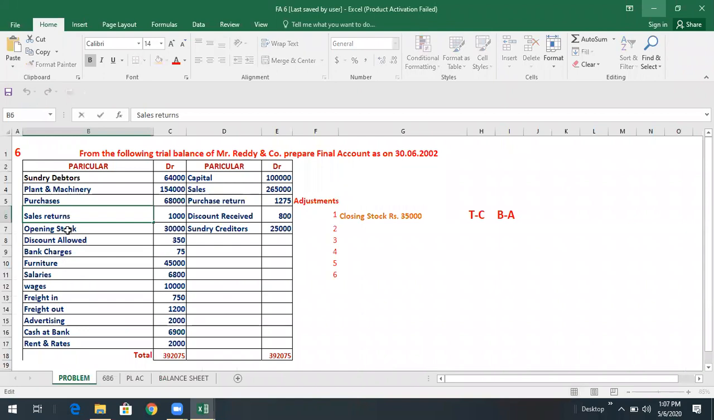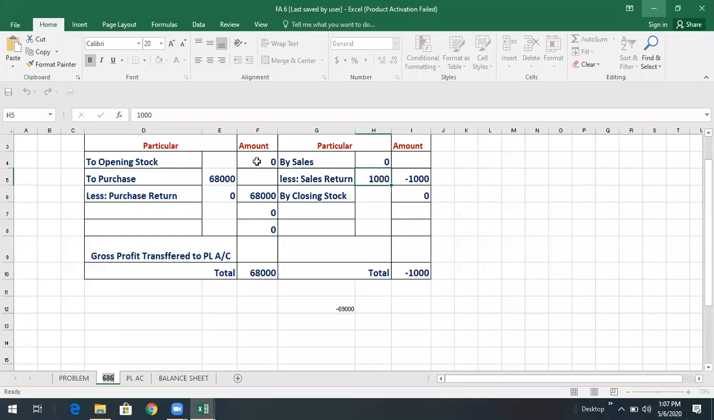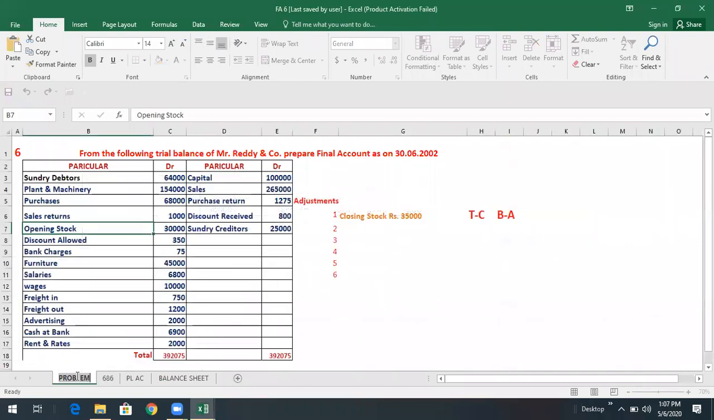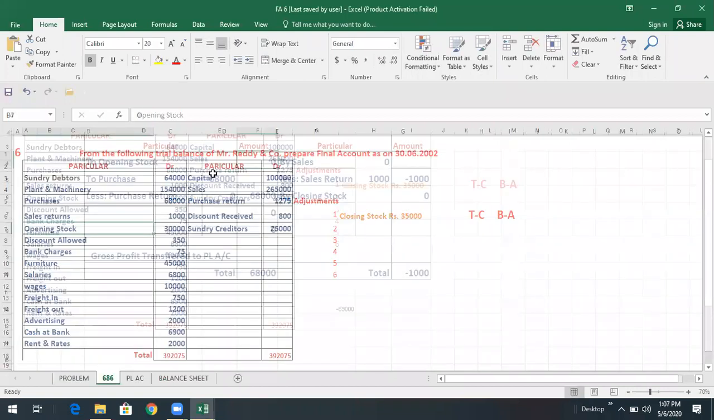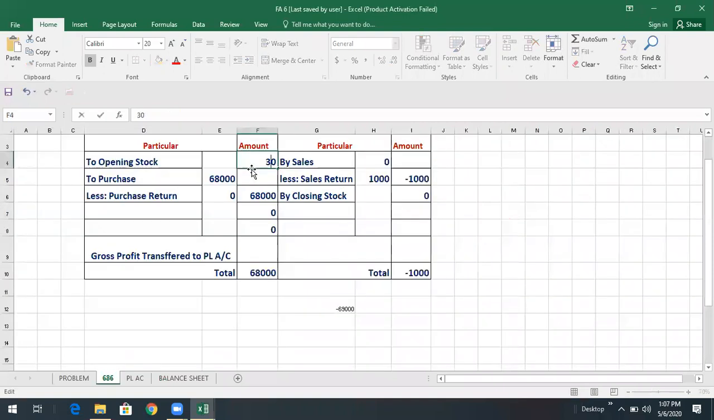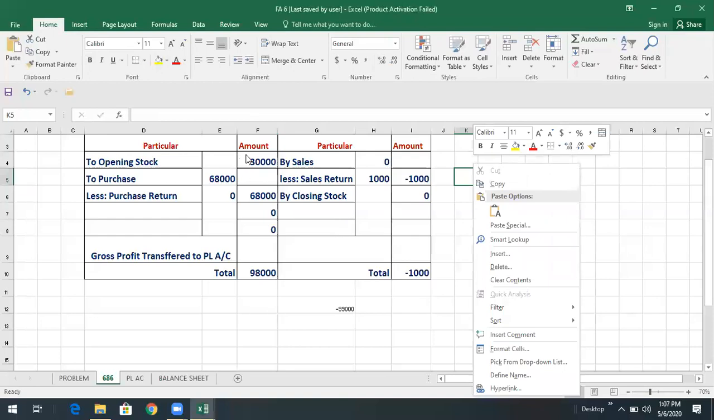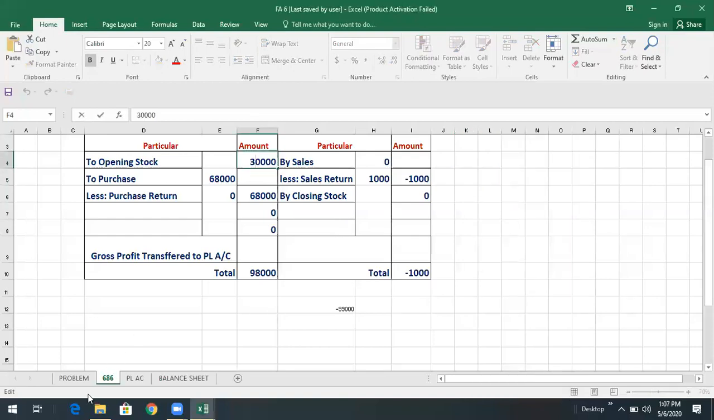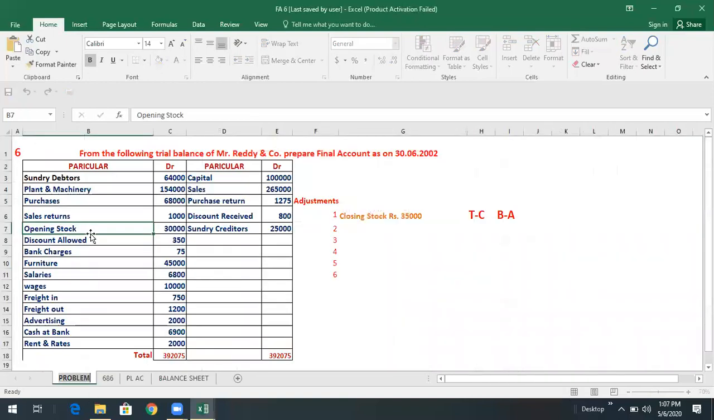Sales return completed. The next one, opening stock. We get opening stock in the trading account debit side. What is the value of opening stock? 30,000 rupees. So you enter 30,000 rupees. Opening stock, 30,000 rupees I entered. So opening stock completed. Then discount allowed.